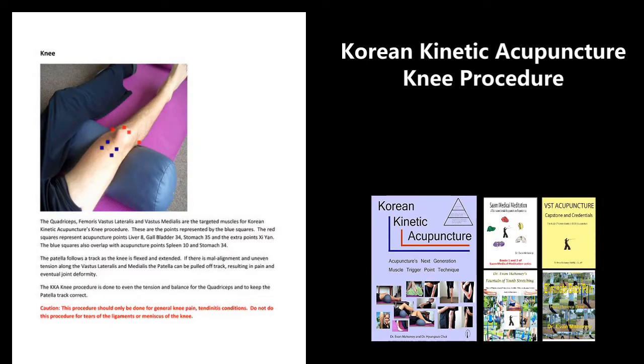This is the Korean kinetic acupuncture procedure for treating the knee. The knee in the picture here, you'll see the quadriceps femoris vastus lateralis and vastus medialis are the targeted muscles for Korean kinetic acupuncture's knee procedure. These are the points represented by the blue squares. The red squares represent acupuncture points liver 8, gallbladder 34, stomach 34, and extra point Xiyan. The blue squares also overlap with acupuncture points spleen 10 and stomach 34.